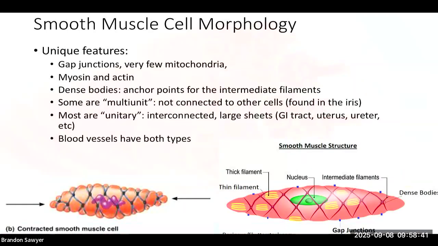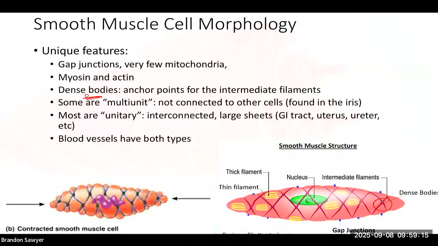Okay, just a couple things about smooth muscle that make it unique. We do have gap junctions, just like cardiac muscle, but not a lot of mitochondria. They're not big energy producers. Still got myosin and actin for sure. We have these structures called dense bodies, which are anchor points for the muscle, with little filaments that wrap around the cell and pinch it down, almost like a net around something. It's just pinching the whole cell down.